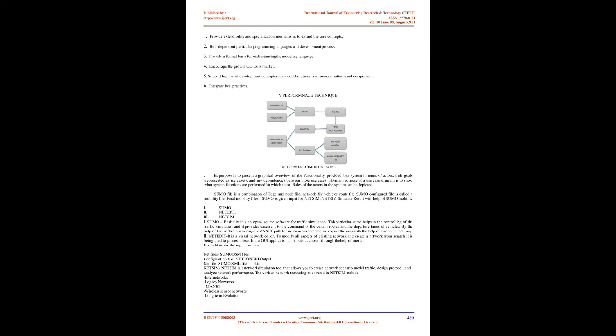Its purpose is to present a graphical overview of the functionality provided by a system in terms of actors, their goals, represented as use cases, and any dependencies between those use cases. The main purpose of a use case diagram is to show what system functions are performed for which actor. Roles of the actors in the system can be depicted.